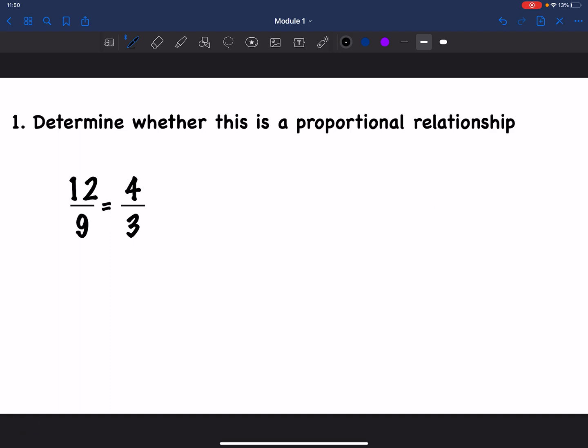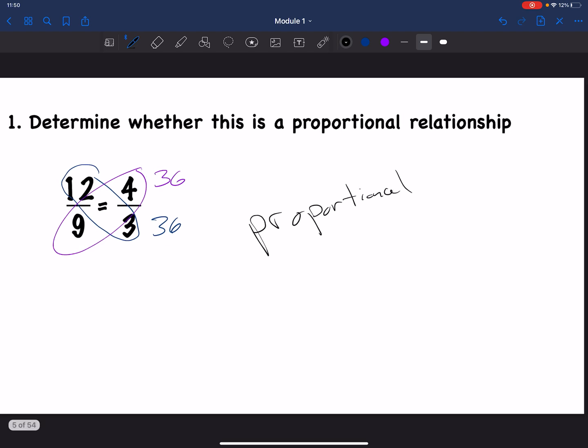Okay, so as I'm going through, these are going to match up with your quiz. So number 1 is an example of number 1 on your quiz. Determine whether this is a proportional relationship. 12 times 3 gives me 36. 9 times 4 also gives me 36. So because these are the same, I'm going to write that they are proportional.